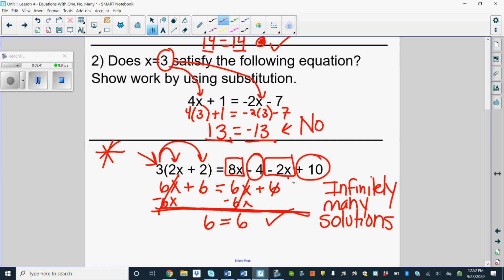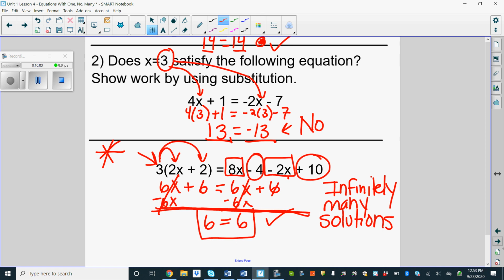Any number I substitute in will always satisfy this equation. And to have infinitely many solutions, when you finish solving, your x's would disappear and you would have the same number on both sides, okay? So this is just an introduction to this, and within the next slides, we'll go over more in depth of other examples.